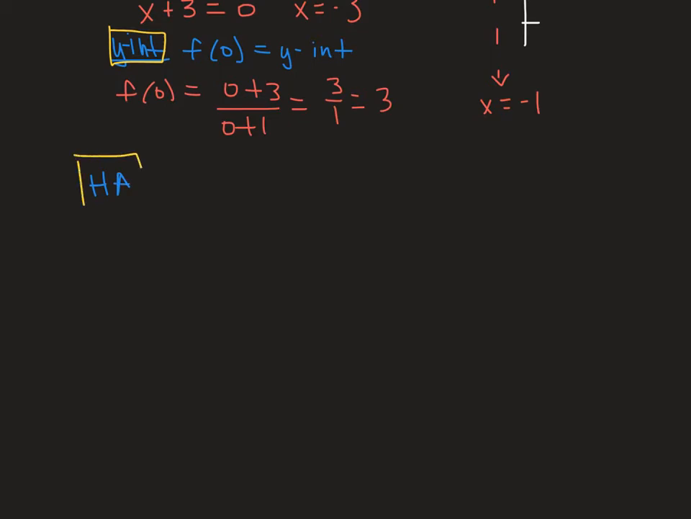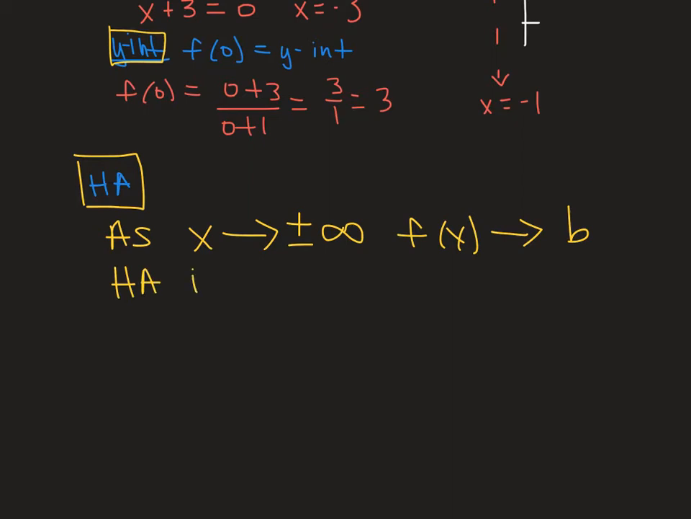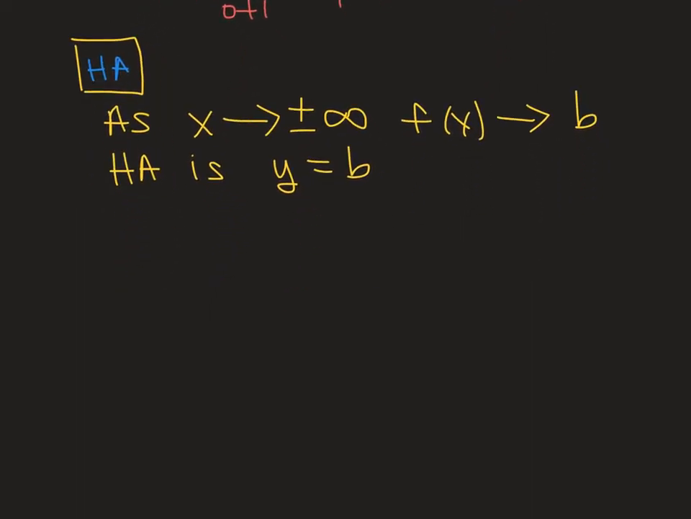Okay, so reminder that the horizontal asymptote is the fixed value of y that the function equals as x goes to plus or minus infinity. So as x goes to plus or minus infinity, right, this is the end behavior, f of x, or y, goes to some value b, then the horizontal asymptote is y equal to b. Okay, so let's give kind of an explanation of how to find the horizontal asymptote. Right, so to find HA, the horizontal asymptote.